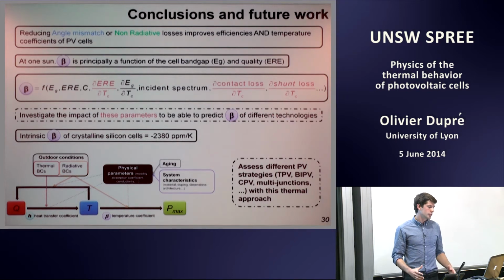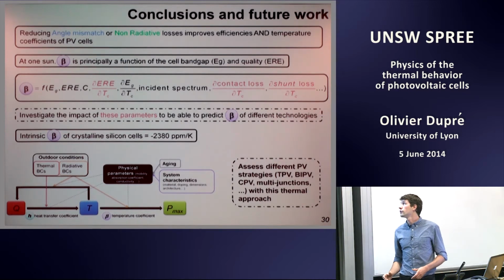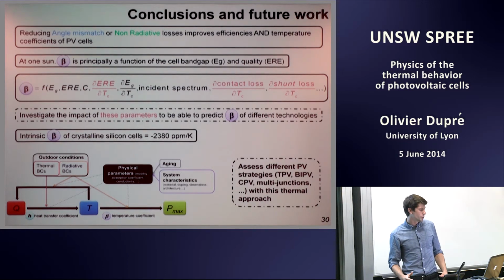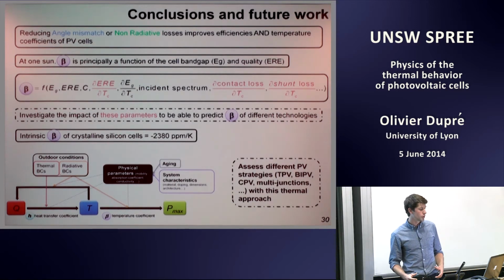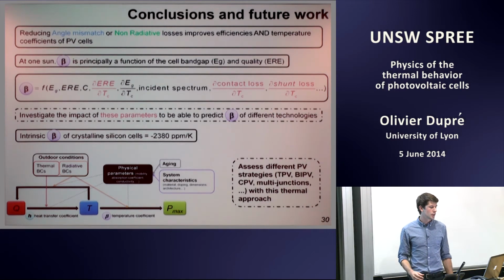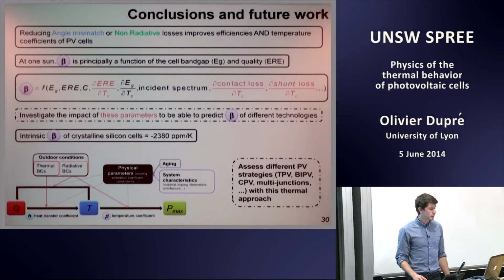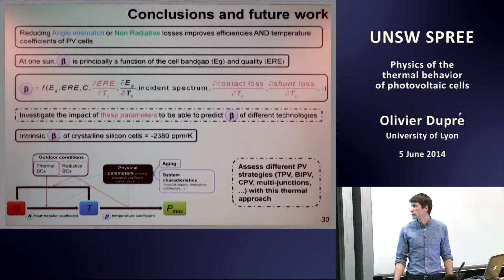And we've shown that the temperature coefficient is also a function of a lot of other parameters, such as the variation of this ERE with temperature and the variation of the contact loss and shunt loss with temperature. So we'll try in the future to investigate the impact of these other parameters to be able to predict the temperature coefficient of different technologies of cells that can have different contact losses and different shunt paths. And we have derived an intrinsic temperature coefficient of crystalline silicon that is equal to minus 2,380 ppm per Kelvin.